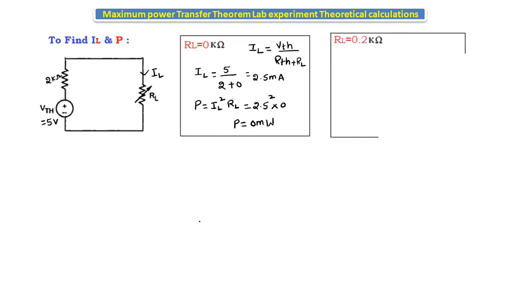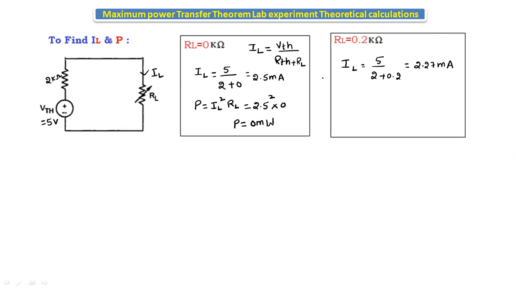Now, if we calculate for RL is equal to 200 ohms, that is 0.2 kilo ohms, we will substitute that value here. To find out IL, IL is equal to 5 divided by 2 plus 0.2. If we calculate this, we will get 2.27 milliamps.